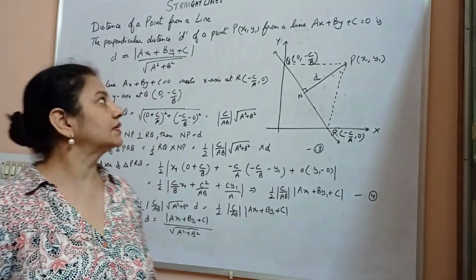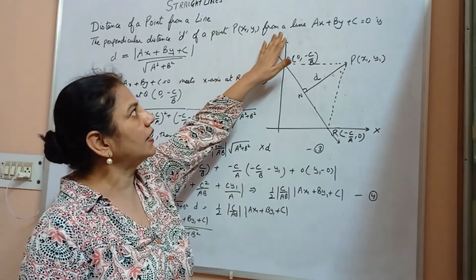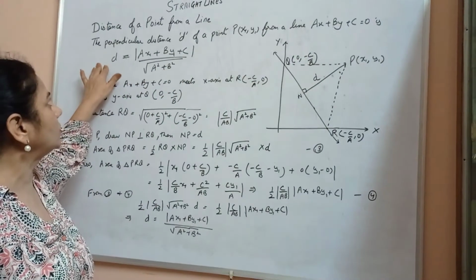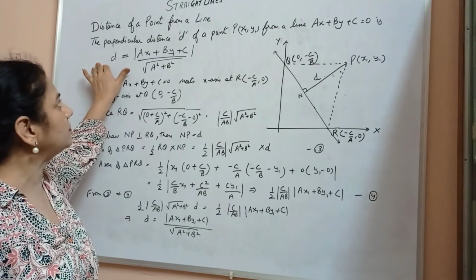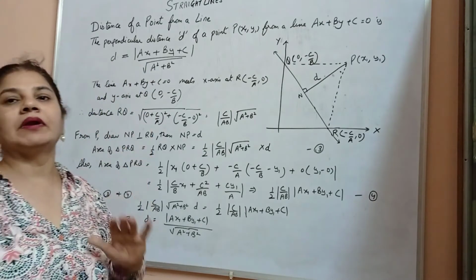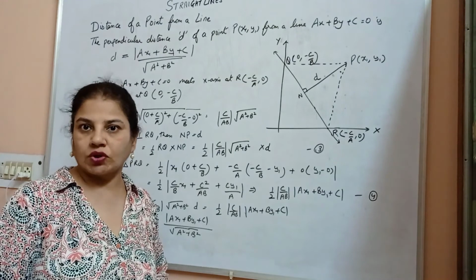Let the perpendicular distance d of a point P (x1, y1) from a line ax plus by plus c is equal to 0 be given by d is equal to the modulus of ax1 plus by1 plus c divided by the square root of a square plus b square. We always take the perpendicular distance from the given point because the perpendicular distance is the shortest distance.